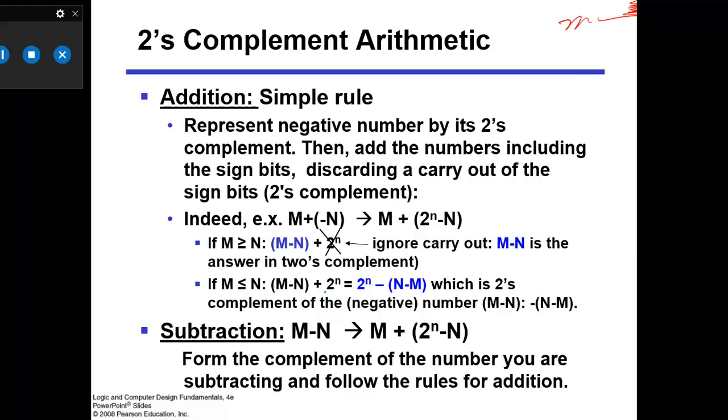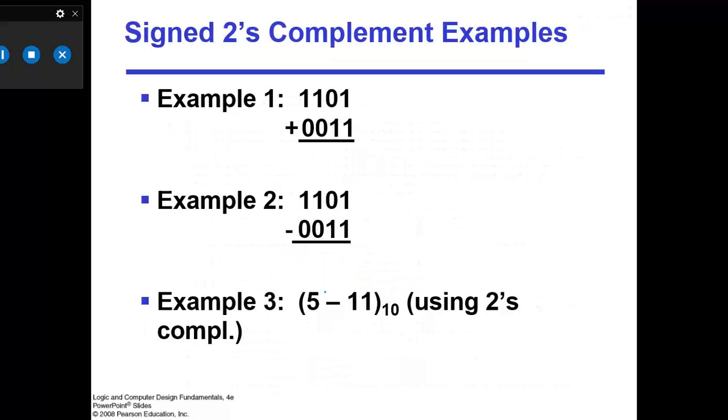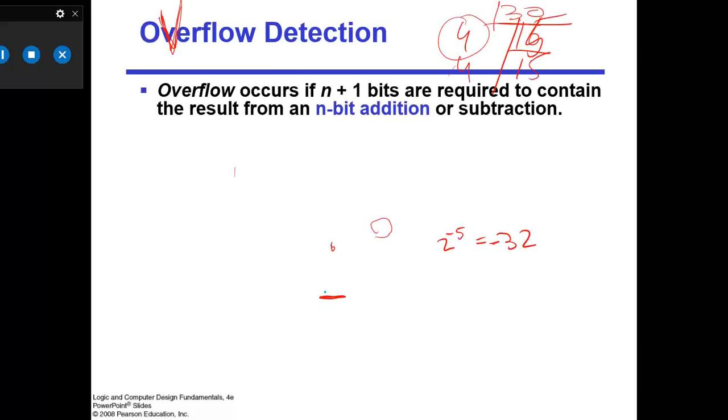So represent negative numbers by their 2's complement, then add the numbers including the sign bit, and discard the carry out of the sign bit. So if m is greater than n, it is m minus n plus 2^n, ignore the carry out. The answer is in 2's complement. If m is less than or equal to n, it is the 2's complement of the negative number, take it. So from the complement of the numbers, you are subtracting and following the rules of addition. So the complement examples are what we discussed earlier as well.